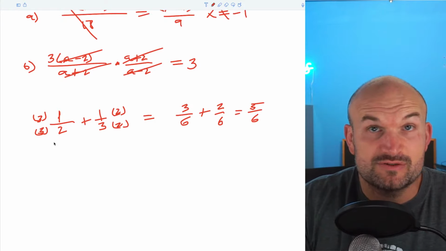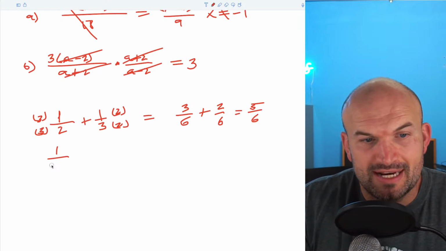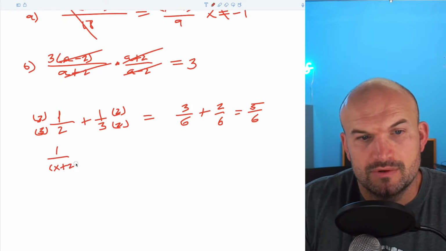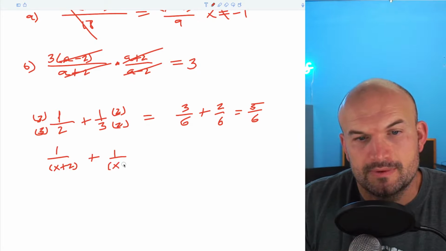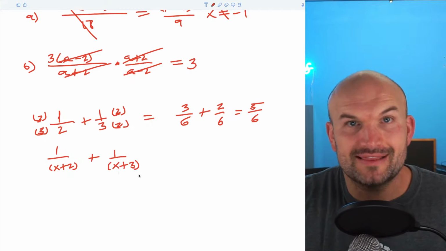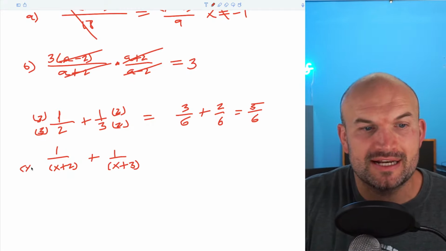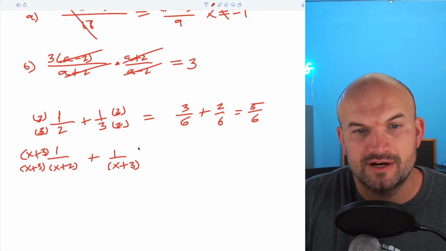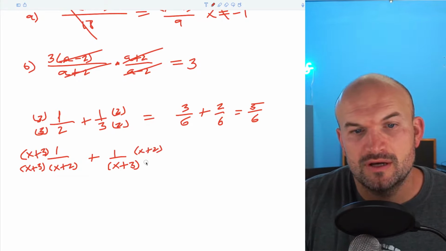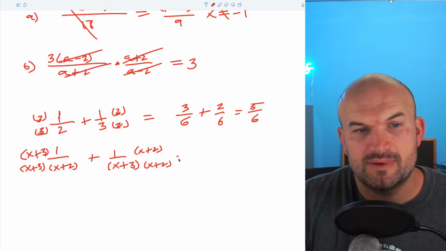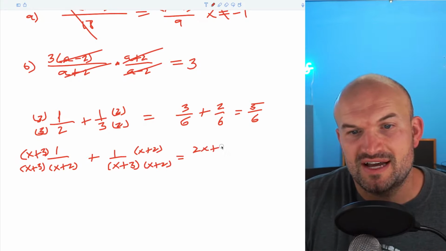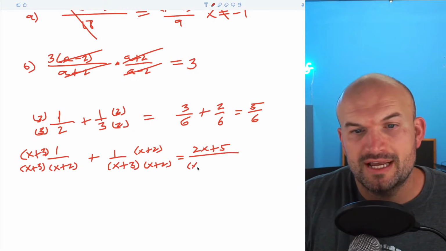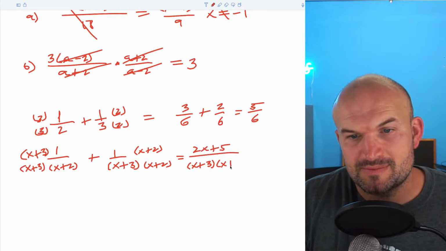Now again, this works. What if I had 1 over x plus 2 plus 1 over x plus 3? It's the same idea. These are not the same, so to get a common denominator, I multiply by x plus 3 over x plus 3 here, and here I multiply by x plus 2 over x plus 2. So then my final answer here is going to be 2x plus 5, because I combine them, all over (x plus 3) times (x plus 2).